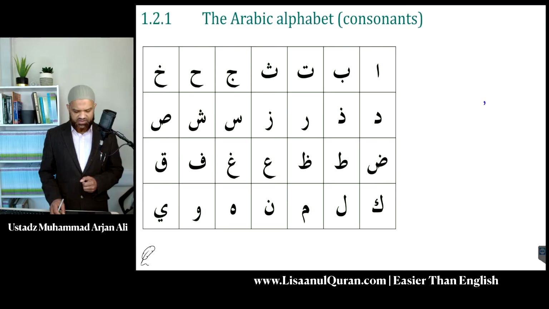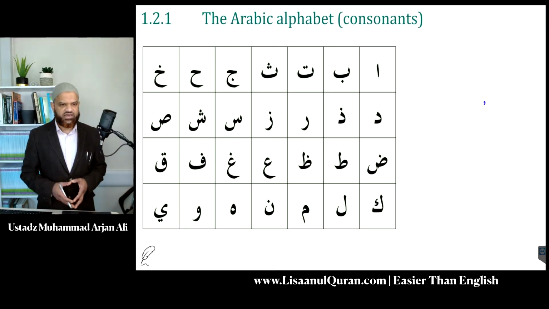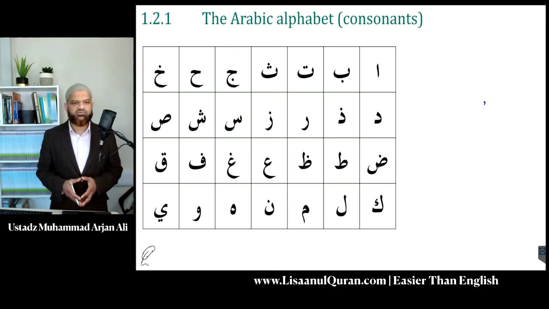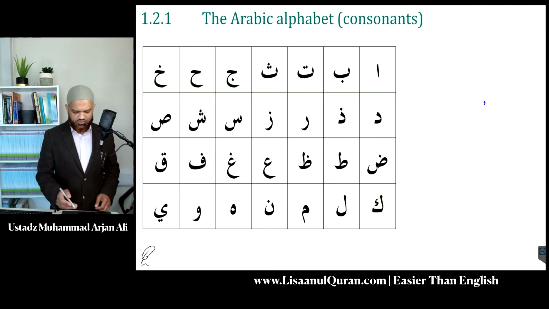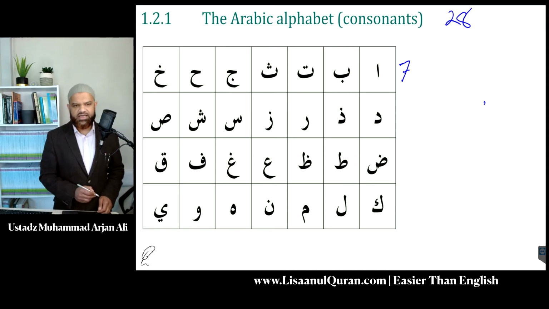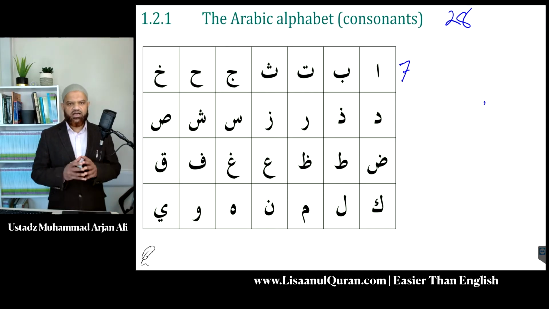So what about Arabic? Now, if you look at the screen there, I have laid out the letters for you. First thing I'd like you to do is to count the number of letters in the Arabic alphabet. Now, to make life easy, I have put them in rows of 7. 7 times 4 is 28. So there are 28 letters in the Arabic alphabet.